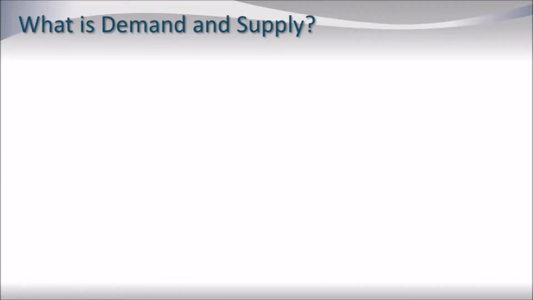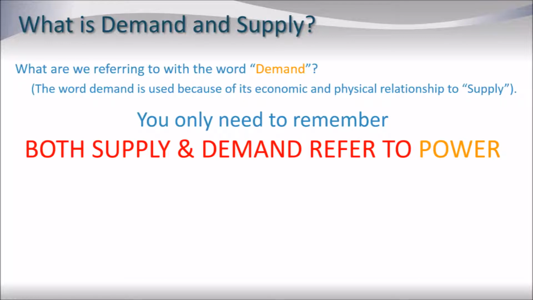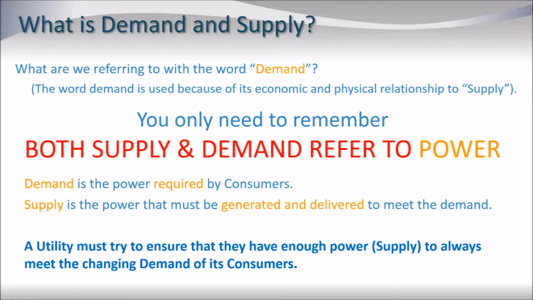So what about demand and supply? What are we referring to with the word demand? Well, the word demand is used because of its economic and physical relationships to supply. But again, we only need to remember that both supply and demand refer to power, not energy, to power. Demand is the power required by consumers, and supply is the power that must be generated and delivered to meet the demand.